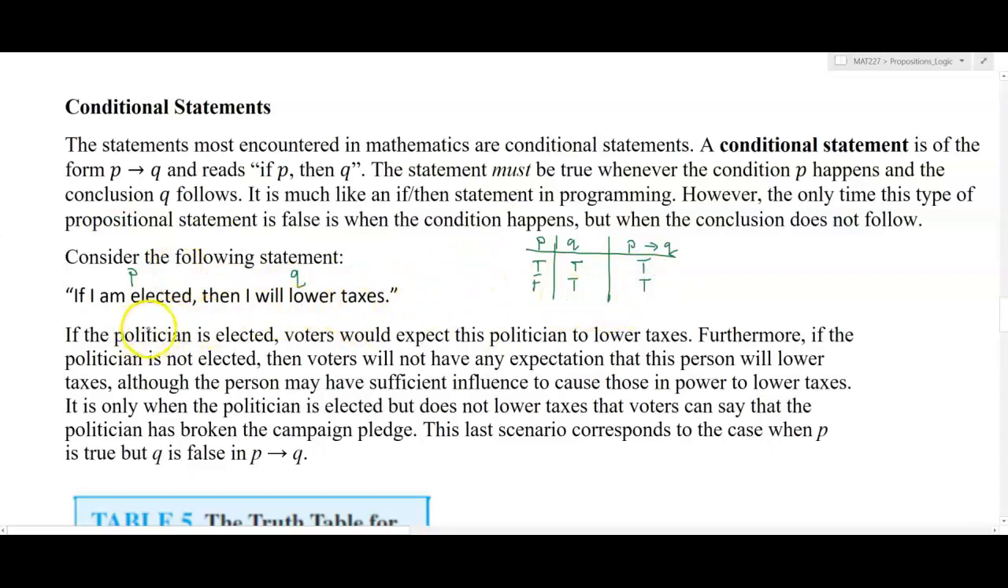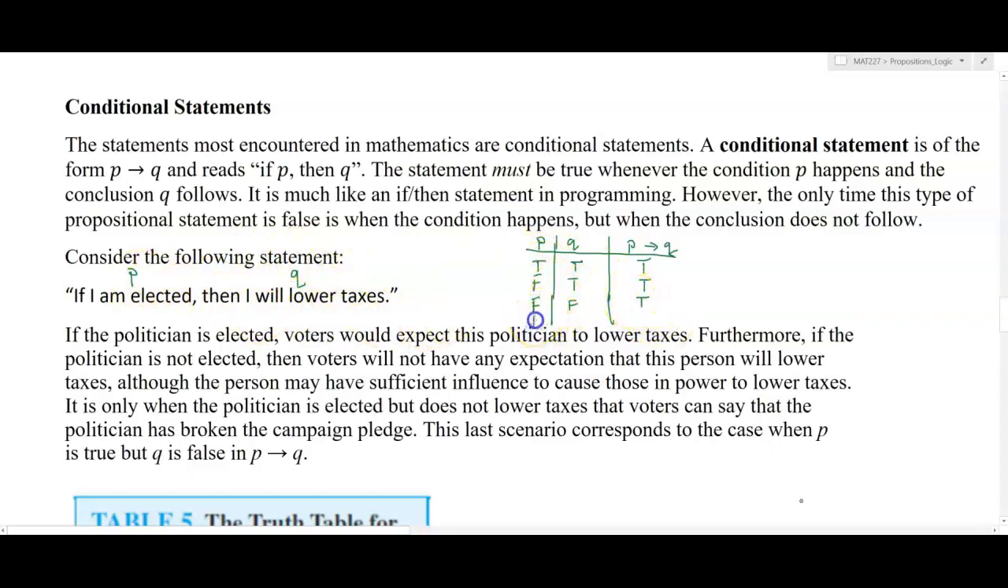It just says, okay, I promise you that if you elect me, I will lower taxes. But there's nothing stopping that person from lowering taxes anyway. And now if, let's say, the politician isn't elected and he doesn't lower taxes, he still told the truth because he didn't guarantee he would lower taxes. He didn't say anything about lowering taxes if he wasn't elected. So we just say that statement is true.